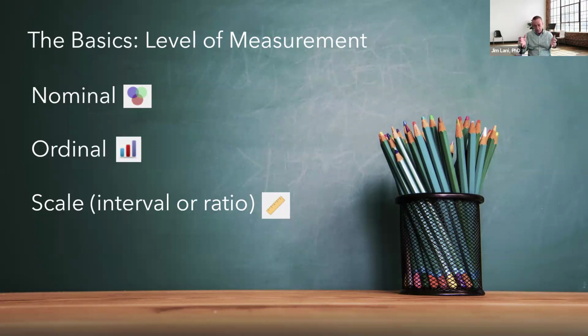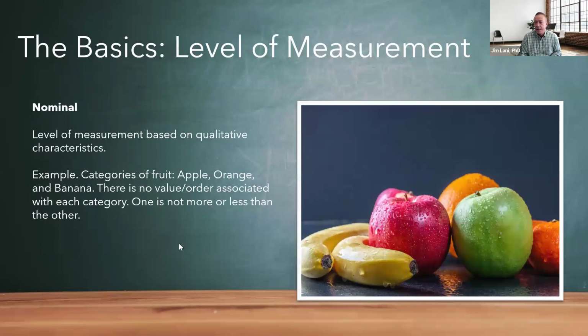Scale, and I'm lumping together interval and ratio, are ordered data, and they have equal intervals in between, like birthday or years, days of the month. One day to the next is the same interval as the fifth day to the sixth day. So roughly that's what those three things are. And we'll be mostly using nominal and scale. Just going to reiterate that.